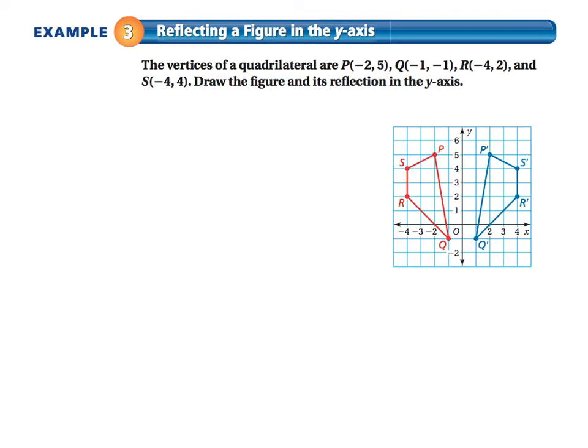Now this problem is already done for you, so you can look at it. The vertices of quadrilateral are P, Q, R, and S with these coordinates. Draw the figure. You can see it's been drawn here in red. This is quadrilateral PQRS. And the reflection over the y-axis.